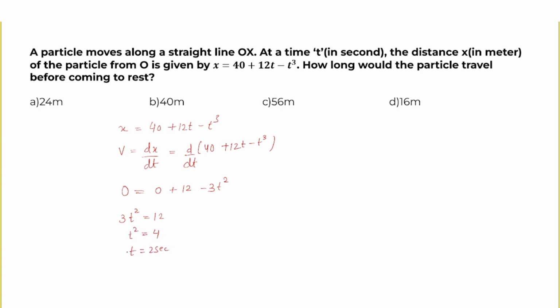Now this is the time, but they are asking the distance. So t equal to 2 seconds, let's substitute in place of x to get the distance it will travel. So 12 into 2 minus 8. This will be 40 minus 8, which is 32, plus 24, so that is equal to 56 meter. That's option C. That's our correct answer.